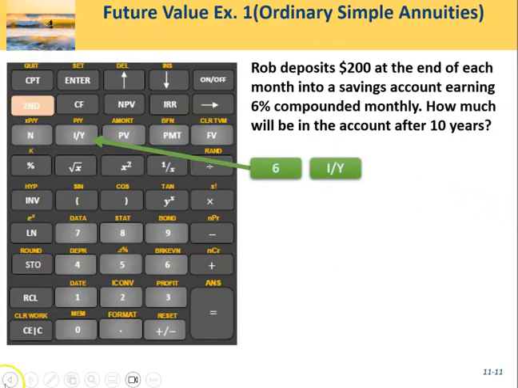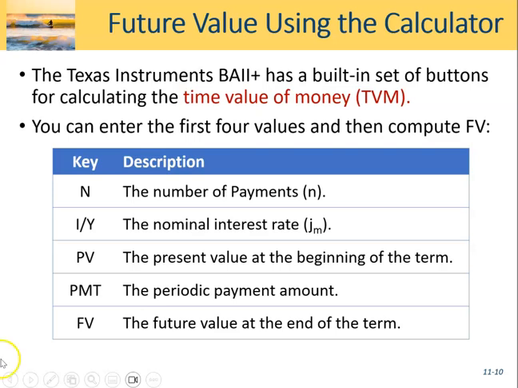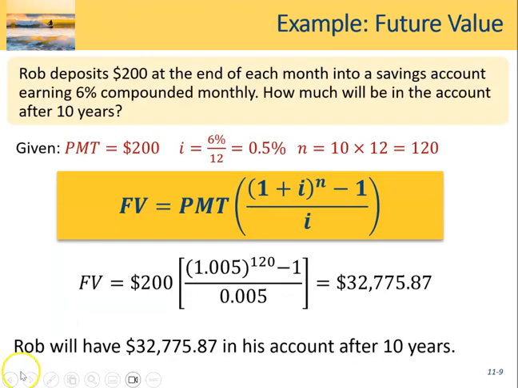Oops, let me go back one. So again, we've got the question. Rob deposits $200 at the end of each month into a savings account. Okay, so at the end of each month, that means that it is either a simple or an ordinary annuity. So it's not an annuity due because it's being paid at the end of each month. So it's either a simple or an ordinary annuity.